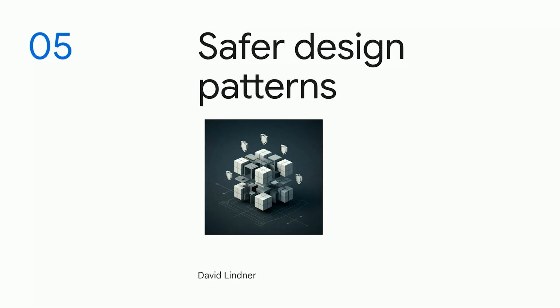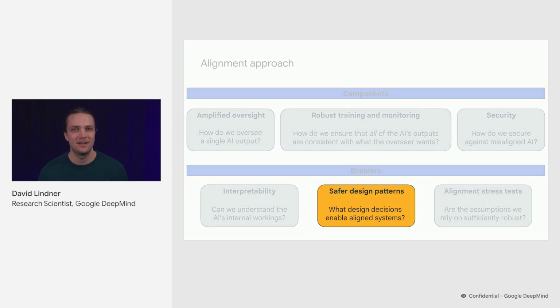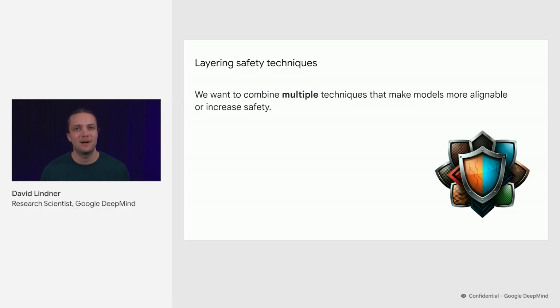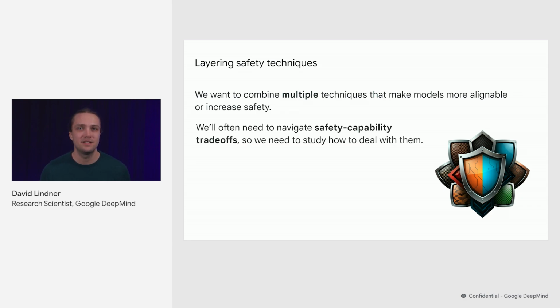In this area, we study different design decisions that we can make when building AI systems, and our goal is to understand which design decisions enable us to build safer systems and to understand the trade-offs involved. Ideally, we want to choose safety-promoting designs whenever possible, and also we want to combine different safety techniques in case one of them fails. But many safety techniques come with capability trade-offs that we have to think about, and we have to think about how to navigate and get the right balance between safety and capabilities.